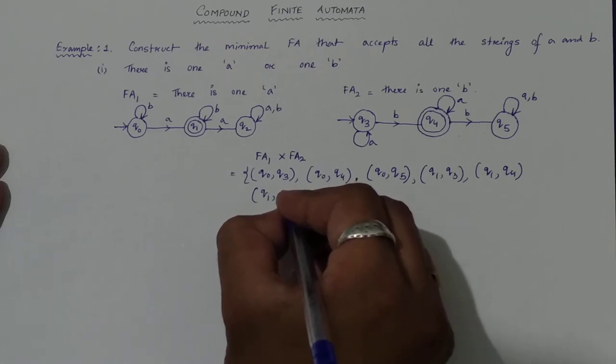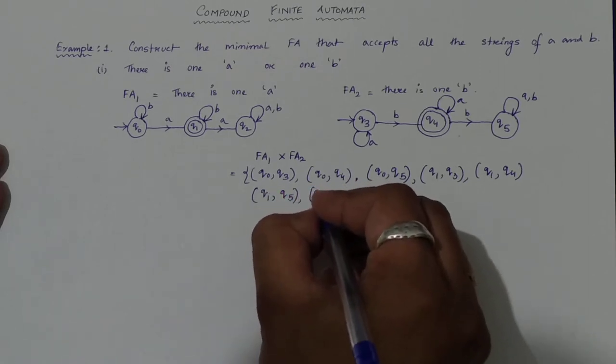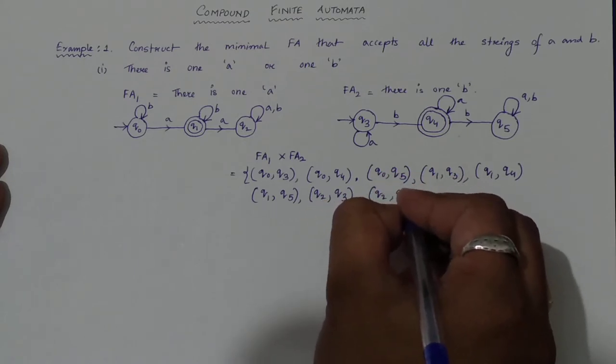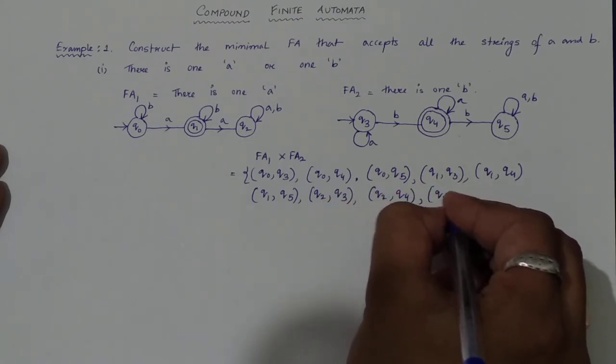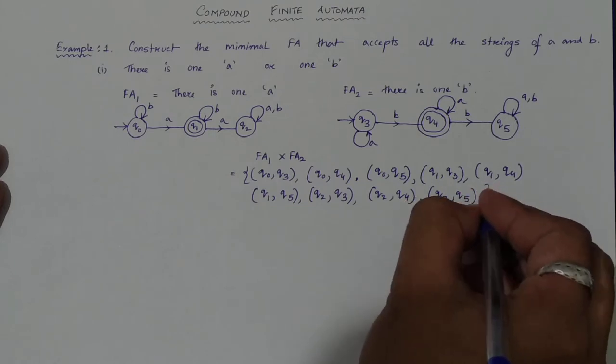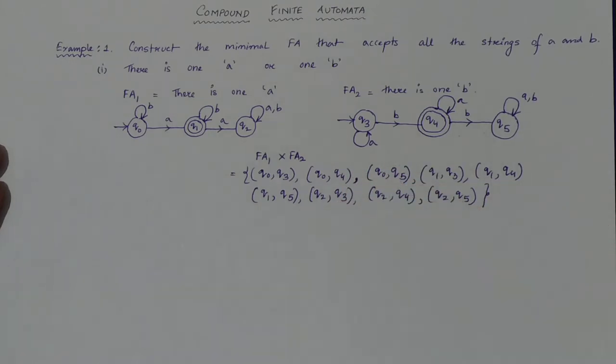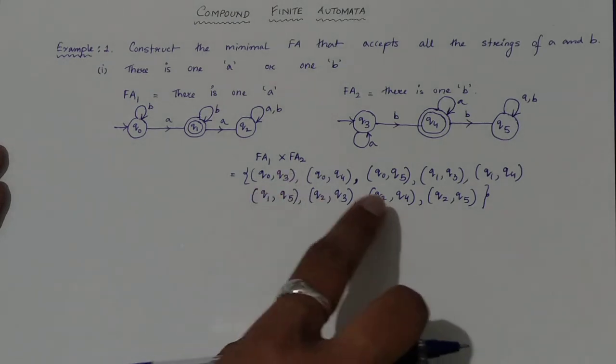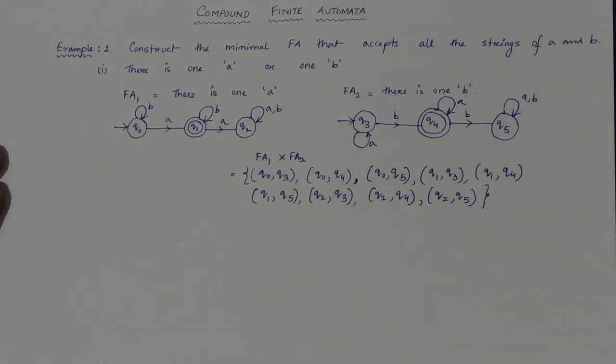Q1, Q5. Then Q2, Q3. Q2, Q4. Q2, Q5. You know about cross product, so it's similar to that. Correct? So I have got all the ordered pairs. Now each of these ordered pairs will be considered as a state.